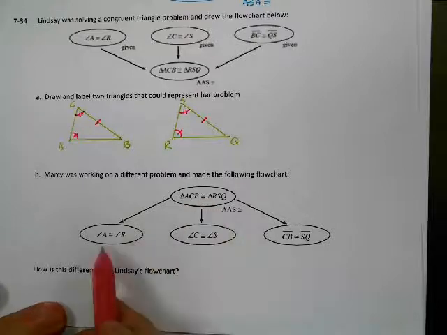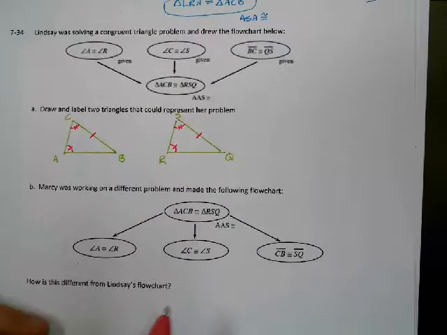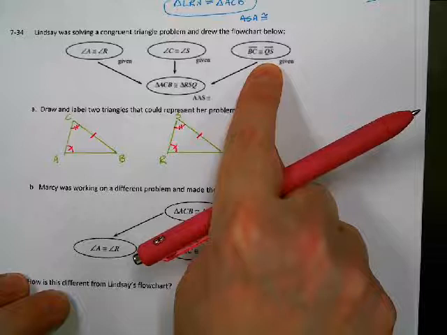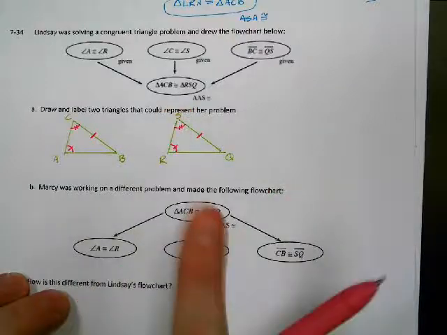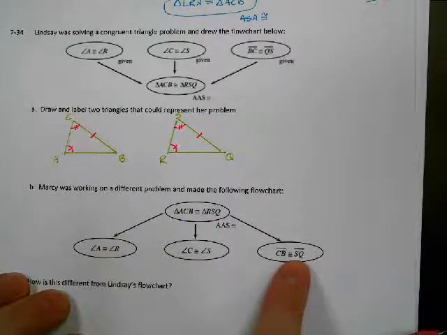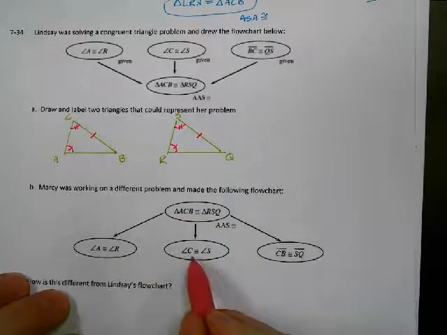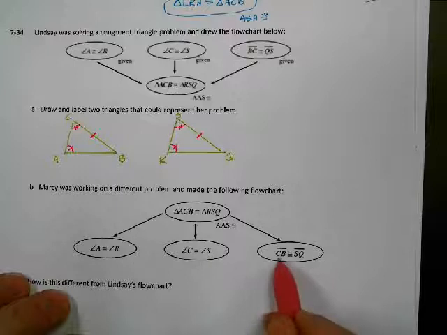How's hers different from Lindsay's flowchart? Well, let's look at what Lindsay's thought process was. She knew that she had 3 congruent sides, and that let her make the conclusion that she had 2 congruent triangles. Marcy knew she had 2 congruent triangles, and since she had congruent triangles, she knew that these angles must match up because A and R are the first 2 letters, so they have to be corresponding. C and S, that's the second letter and the second letter. Those have to be corresponding. And then CB, that's the last 2 letters, and SQ, that's the last 2 letters. Those 2 sides have to be congruent.